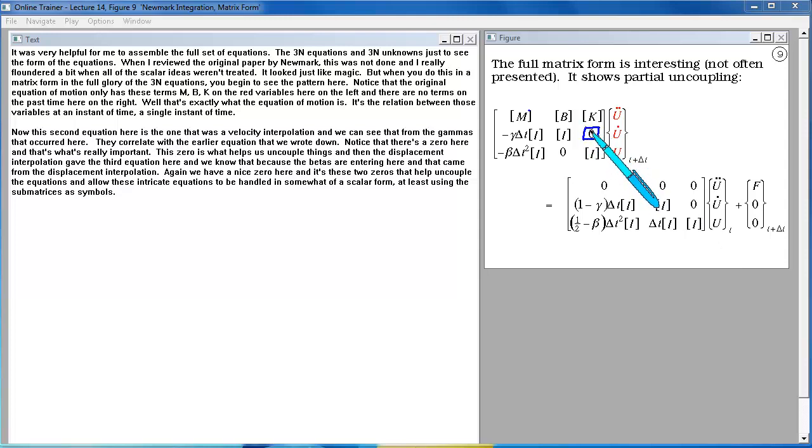And then the displacement interpolation gave the third equation here, and we know that because the betas are entering here, and that came from the displacement interpolation. Again, we have a nice zero here, and it's these two zeros that help uncouple the equations and allow these intricate equations to be handled in somewhat of a scalar form, at least using the submatrices as symbols.